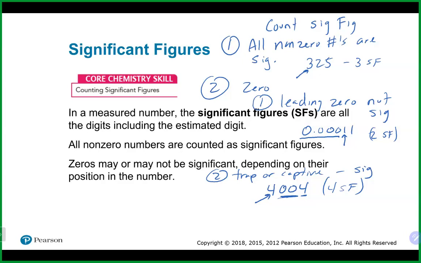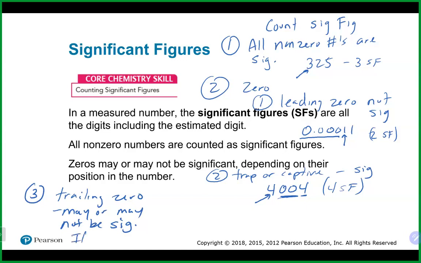The last type of zero is the one that gives people probably the most trouble. And this is the trailing zero. And this may or may not be significant. And what determines whether or not this guy is going to be significant is: is there a decimal point anywhere in the number? So if there is a decimal point in the number, that will make that number significant.